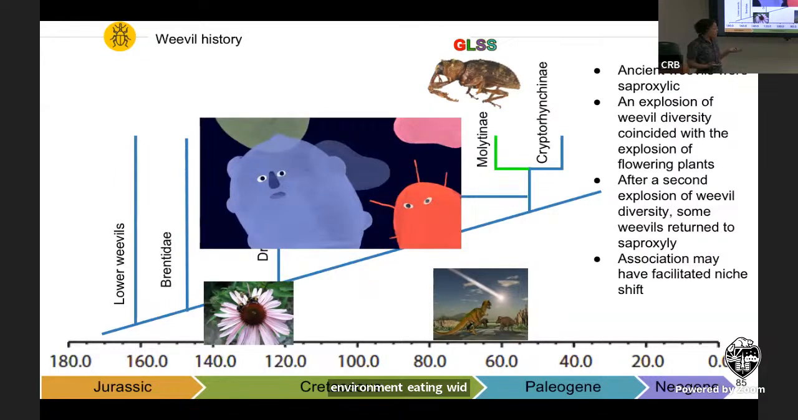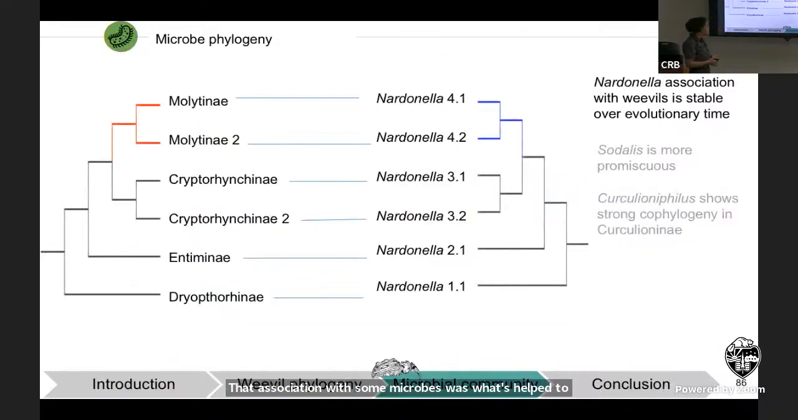And so it's been hypothesized that association with some microbes was what helped to facilitate niche shifts in weevils. When we're looking at Nardinella, what we know is that the phylogeny seems to be closely correlated with the phylogeny of the weevil. So if we have closely related weevils, and they both have Nardinella, those strains might also be closely related. So here we have 2 molytine weevils and 2 closely related strains of Nardinella. Whereas if it was a distantly related weevil, so if we had a Dryophthorine weevil and a molytine weevil, the strains of Nardinella would also be distantly related. Here's a strain 4.1 of Nardinella being distantly related to strain 4.1.